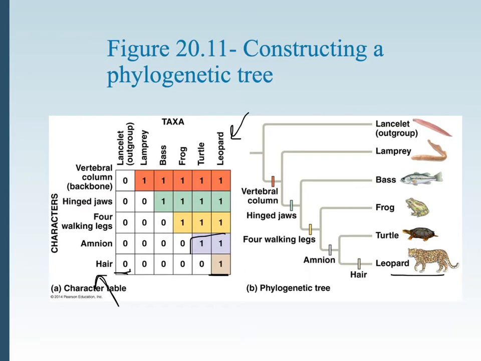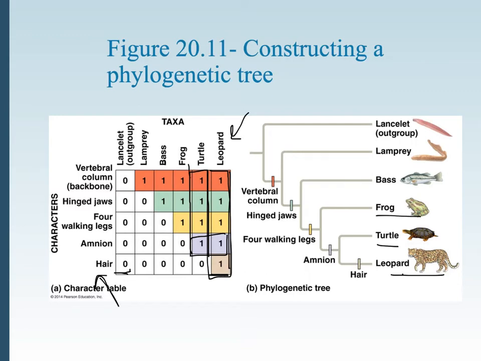If 2 things have the amnion, all of these guys, or here the turtle's got all of them, the leopard has all of these, you just kind of line them up so that, right, the turtle is above the leopard, the frog is above, the bass is above, and so forth.